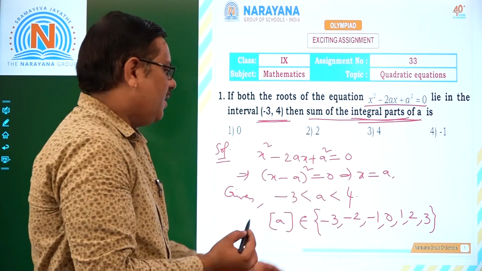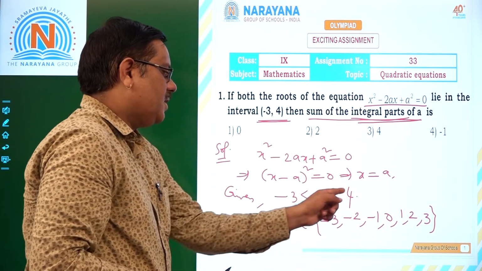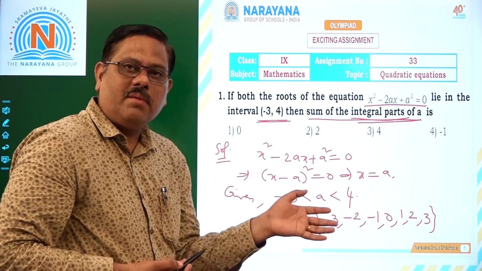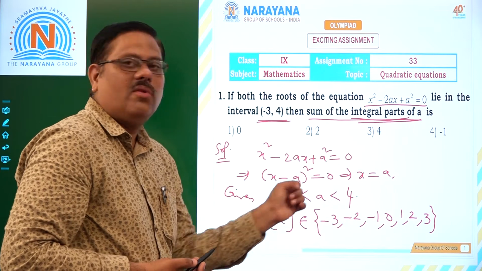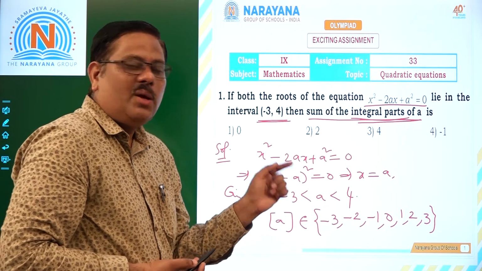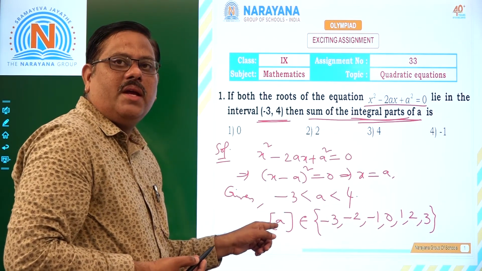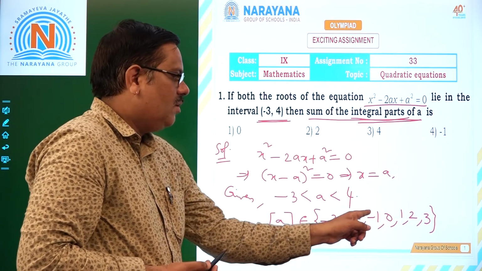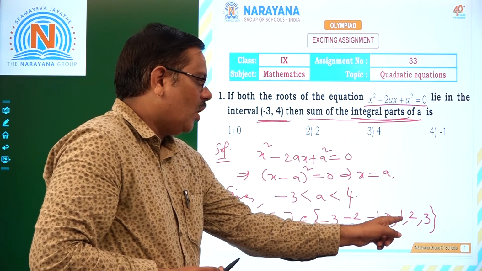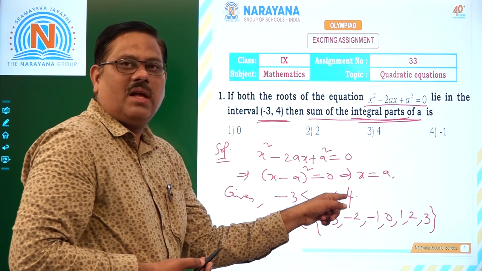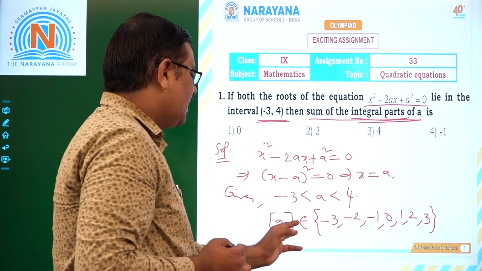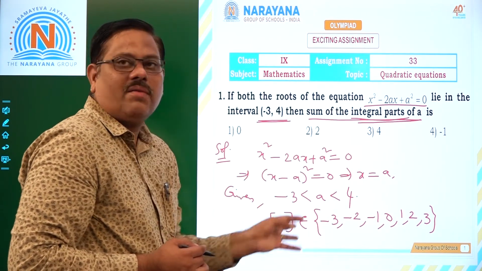What is the meaning of it? Suppose a value is in between minus 3 and 4. Let us take one of the values, say minus 2.3. Minus 2.3 is between minus 3 and 4. If it is minus 2.3, what is step of minus 2.3? Minus 3. So it will take minus 3, minus 2, minus 1, 0, 1, 2, 3. Because any value less than 4, step of that is nothing but 3. So these are the step values or integral part values of a.